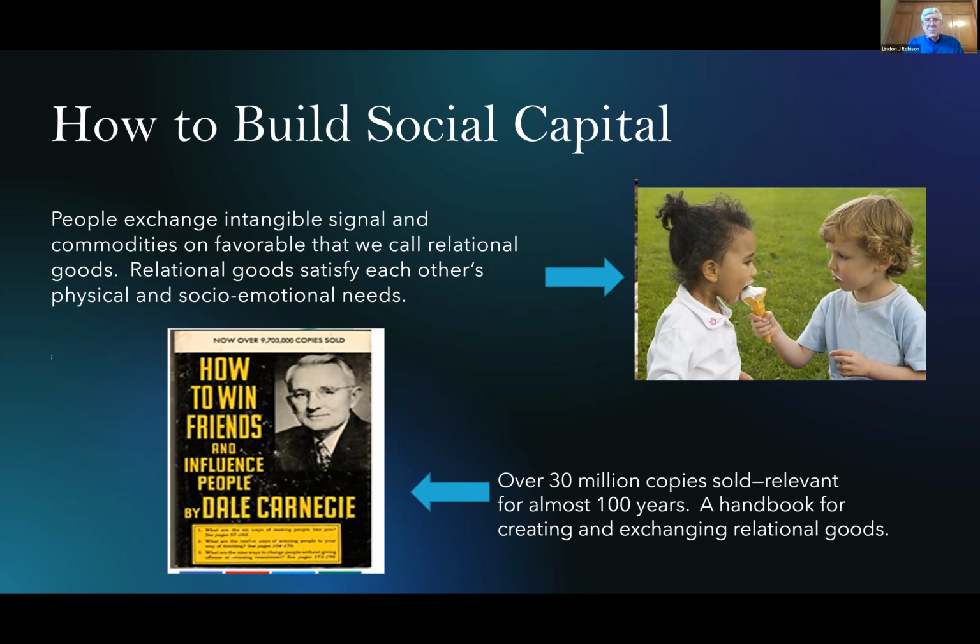I have a little slide here of two people exchanging commodities and goodwill because they're willing to share. And I will say in a personal reflection, many years ago, when I was first introduced to Dale Carnegie's book on How to Win Friends and Influence People, that has sold 30 million copies and is still quite relevant. Looking back on that book, what I see is really a handbook on how to produce and exchange what we now call relational goods. And so social capital, above other things, produces relational goods.